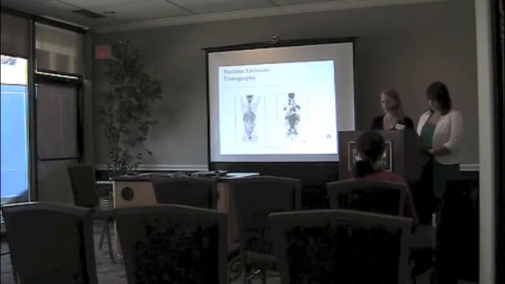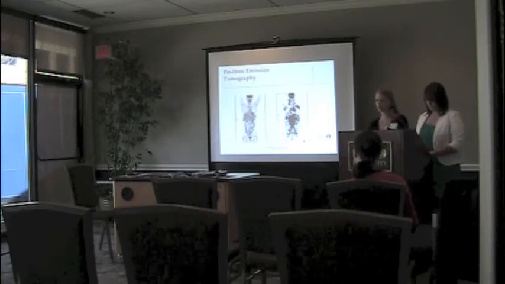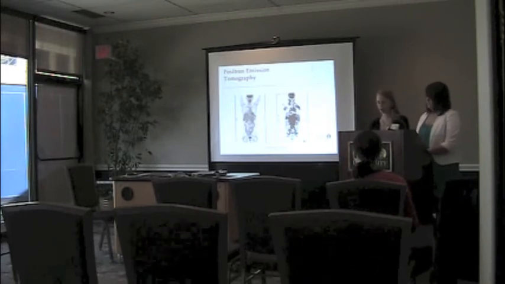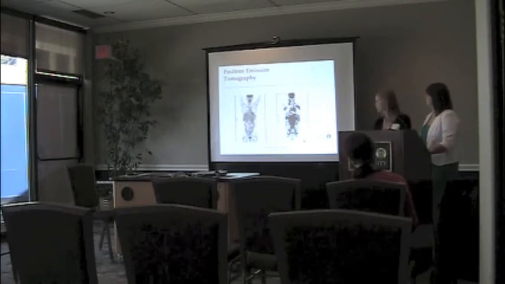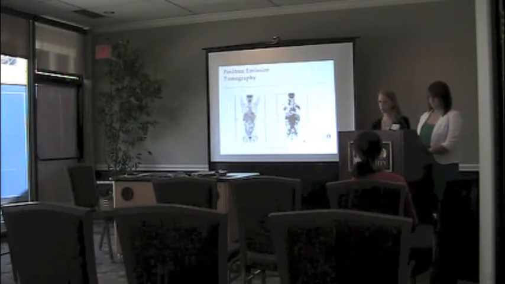Now the first image is a PET image, and it shows a healthy patient with areas of normal increased uptake, the black spots that you see, in the brain, the heart, and the bladder. And the second image on the right is a patient with non-Hodgkin's lymphoma. The areas of abnormal increased uptake is the cancer.